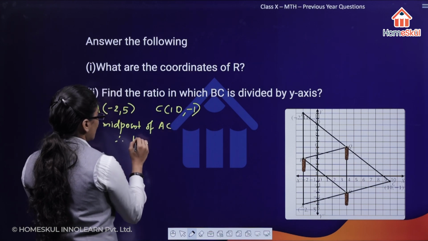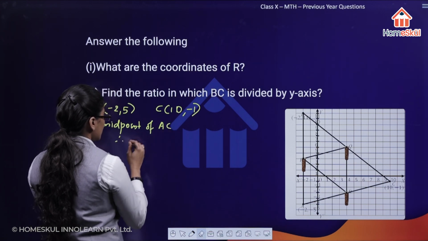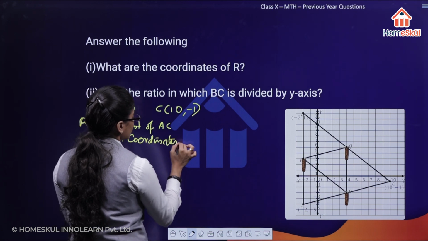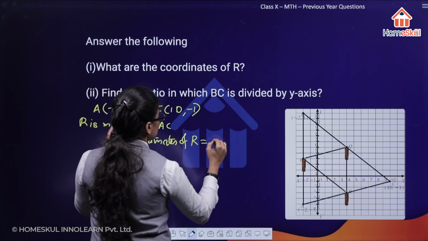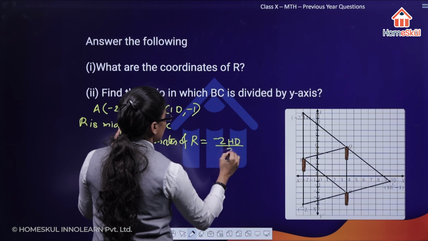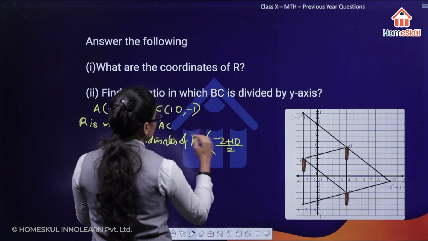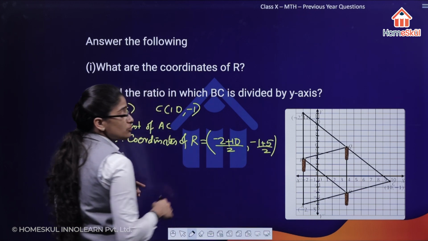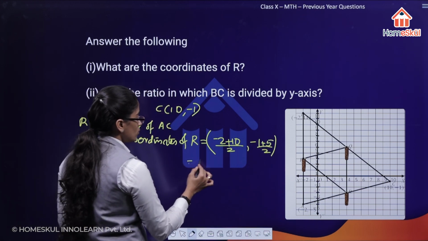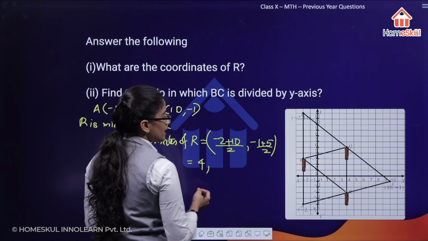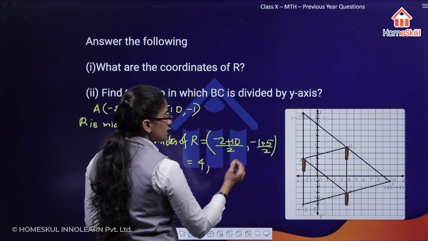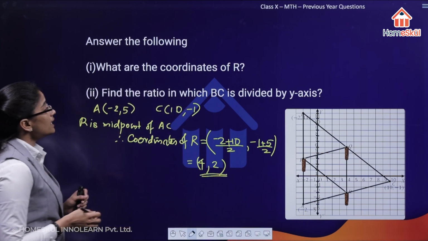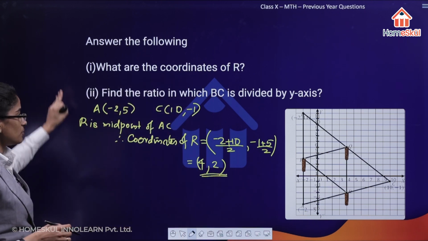Therefore, coordinates of R is equal to -2 plus 10 divided by 2 and -1 plus 5 divided by 2. -2 plus 10 is 8, 8 by 2 is 4, and -1 plus 5 is 4, 4 by 2 will be equal to 2. So, 4, 2 is the coordinate of R. That is the answer to the first sub question.